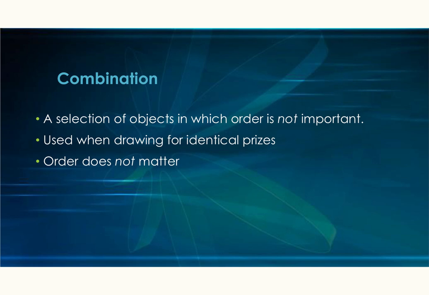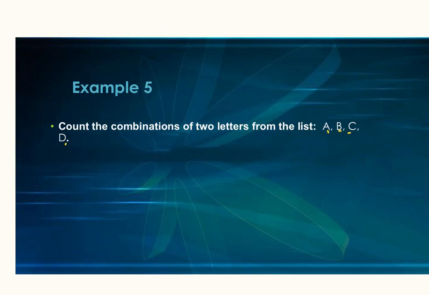The hardest part is figuring out the difference between those two. The order of the outcome, correct. So order does not matter. And it sometimes will literally say order does not matter. And then sometimes you have to figure out if order matters by the wording. So if it matters, it's permutation. If it doesn't matter, it's combination. So example 5 says count the combinations, which is a dead giveaway. It's a combination, not a permutation.